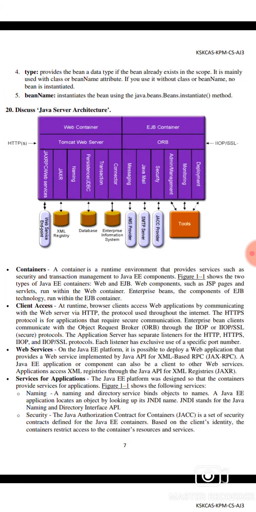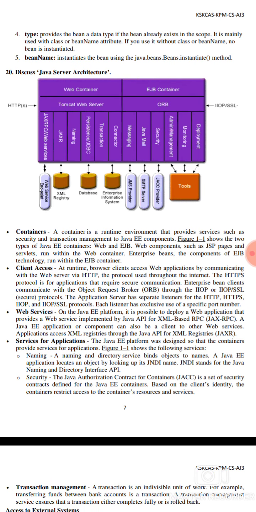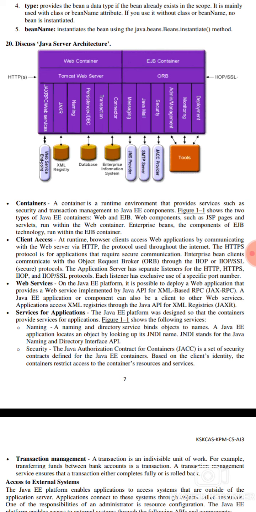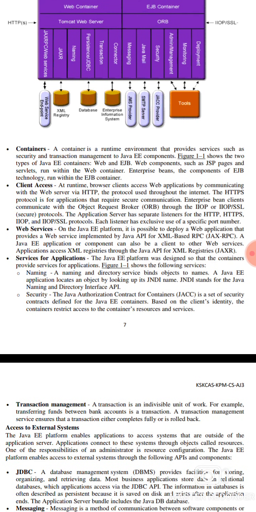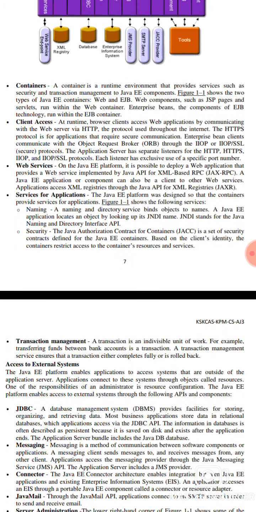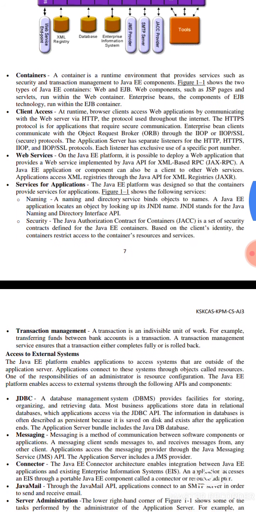Advanced Java, April 2015, Part C20. Discuss Java server architecture: HTTPS, web container, EJB container, Tomcat web server, and ORB using IIOP or SSL. The various tools use web services: XML registry, database, enterprise information system, JMS, SMTP, JACC provider tools. A container is a runtime environment that provides services such as security and transaction management.